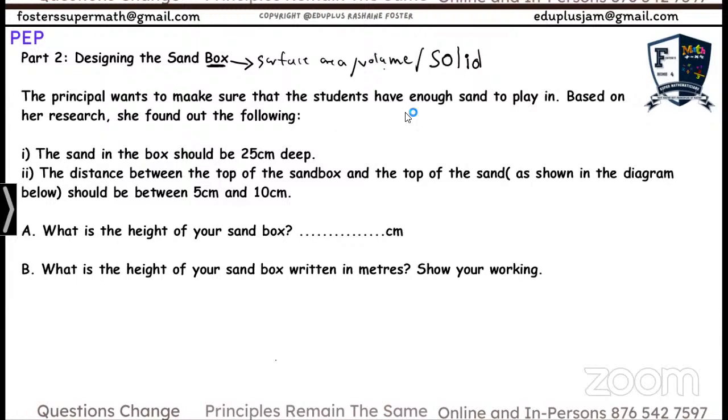Let's move on now. The principal wants to make sure that the students have enough sand to play in. Based on her research, she found out the following. The sand in the box should be 25 centimeters deep.